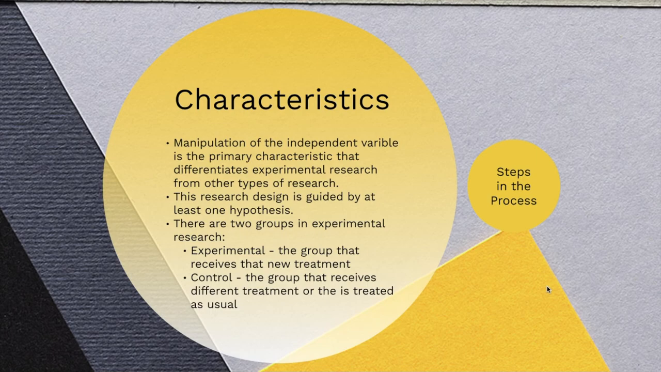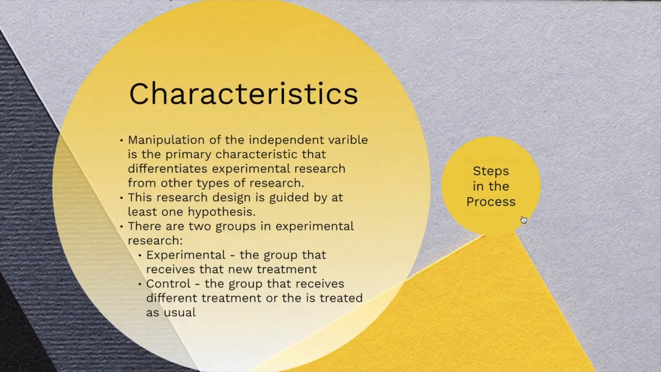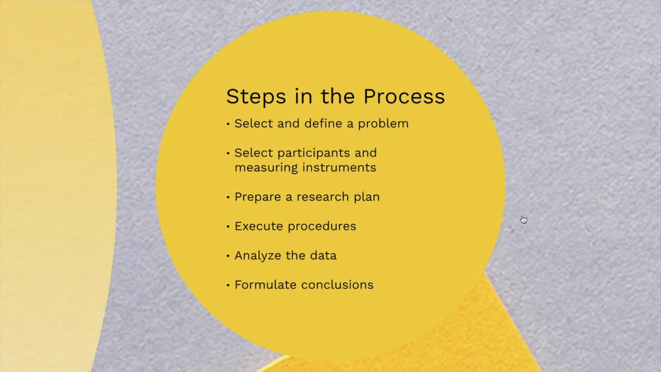There are steps in this process, just like any other research design. You're going to follow steps to get to your final conclusion. In research design, there are six steps. So experimental design has these steps for the process. You're first going to select and define a problem. You're going to select participants and measuring instruments. You're going to prepare a research plan. You're going to execute that research plan. And you're going to look at the data itself. And then you're going to look at your conclusions and see if you have answered your problem, if you've come up with that answer, or you've proven your hypothesis.